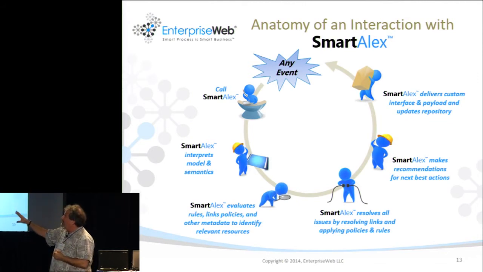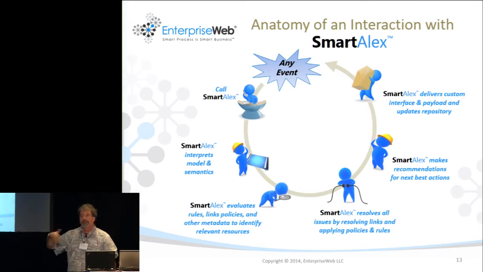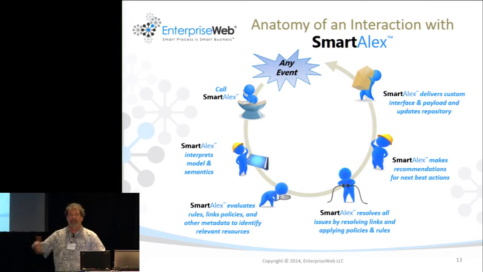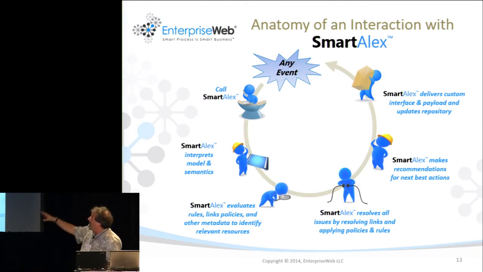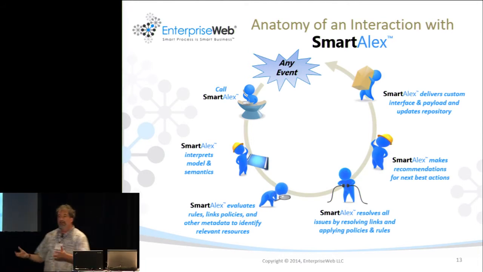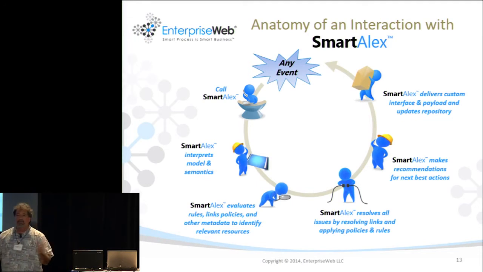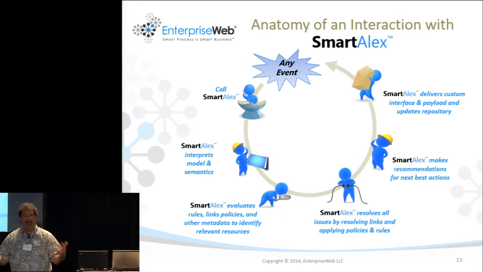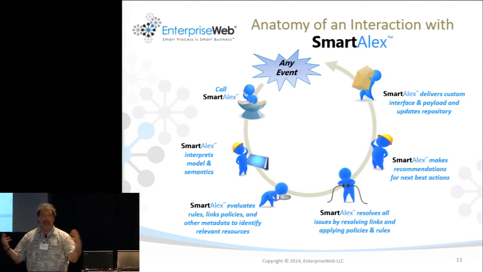It interprets the model and semantics, evaluates rules and other metadata, resolves all issues recursively by following links to obtain additional information that it may need, makes recommendations for best actions, and delivers custom interface and payload, custom to whatever the need is. And if something changes from one request to the next, your metadata change, your data format changes, your interface changes, it doesn't matter because the agent fetches the information dynamically in real time.